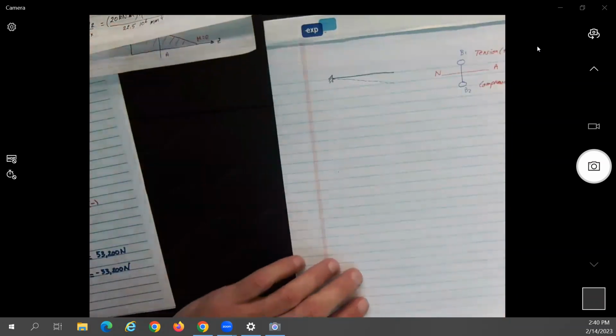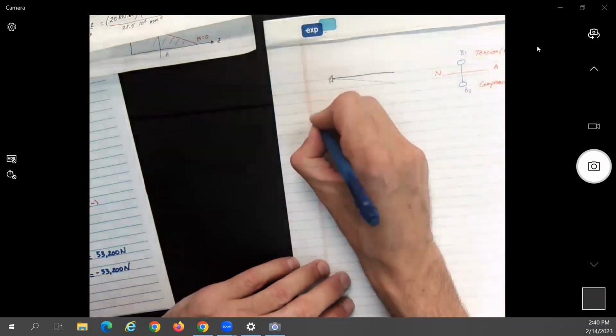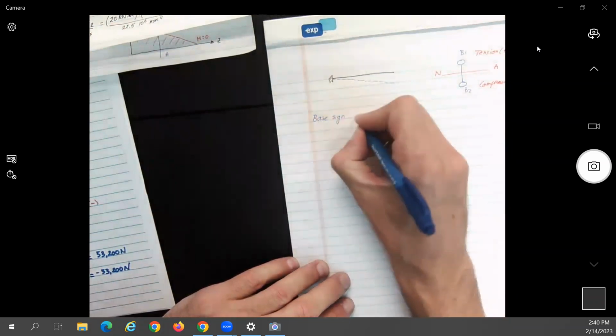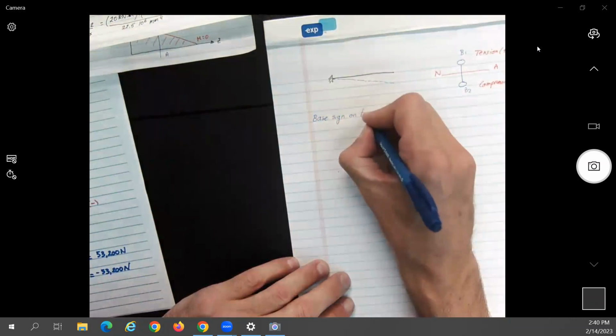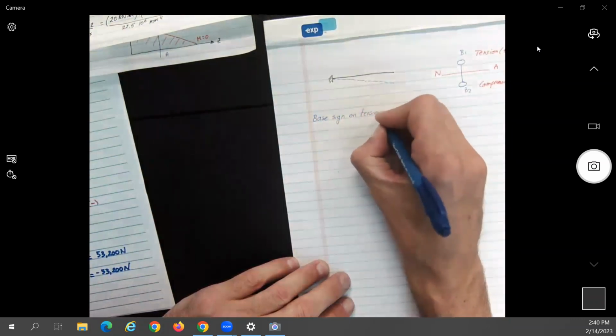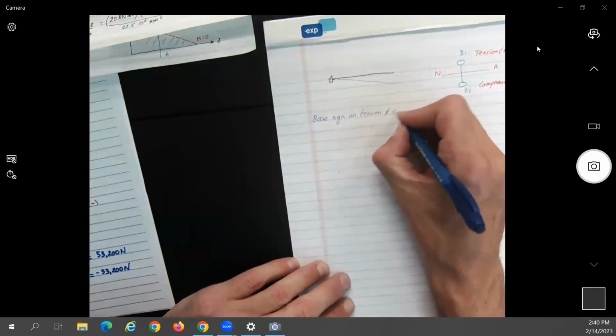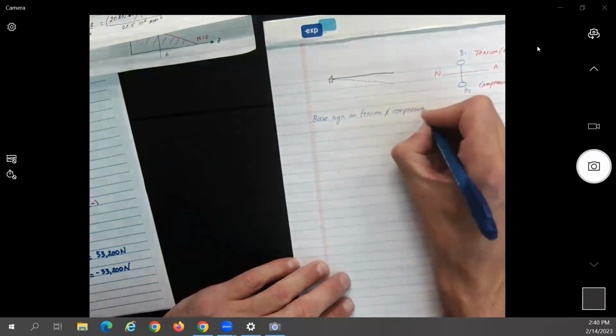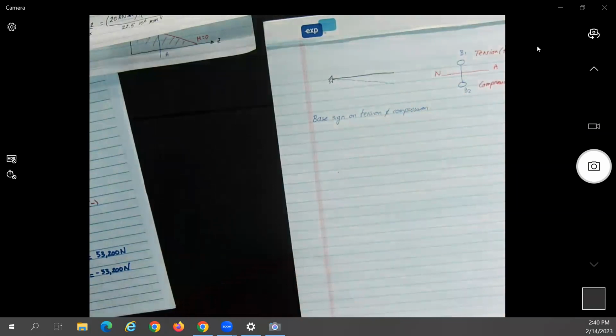So the question here is based on sign, on tension and compression. Not the equation, okay? Okay, so why are we doing all this stuff?